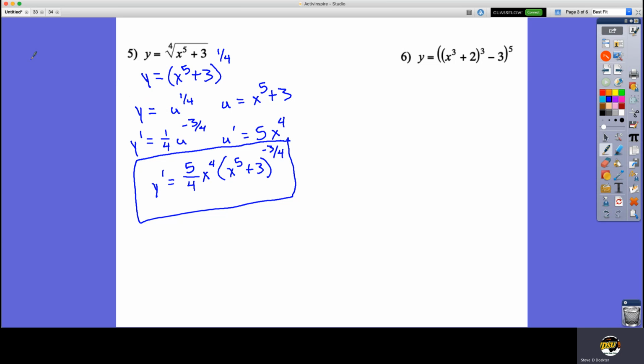All right. Number 6, a little bit more complicated here, because what we have here is 2 sets of parentheses raised to 2 powers. So we are going to have to do the chain rule twice. How this starts is we are going to start with the biggest set of parentheses first.